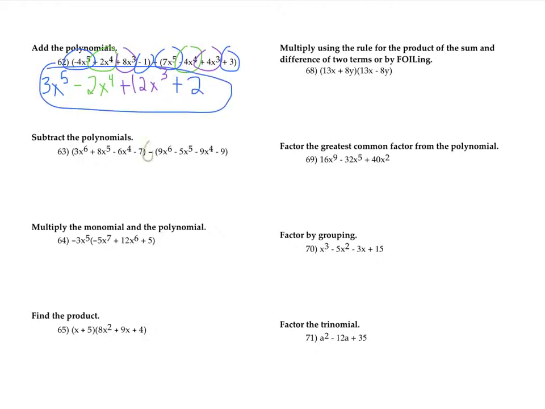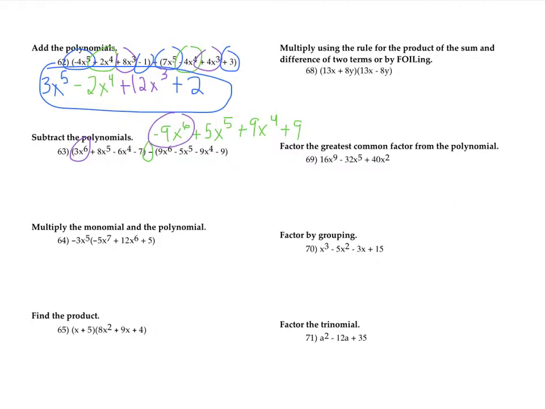One thing changes. If it's a minus sign, we change all of the signs in the second parentheses. So if it's a negative, it changes to a positive. If it's a positive, it changes to a negative. Then we do the same thing we just did and add like terms.